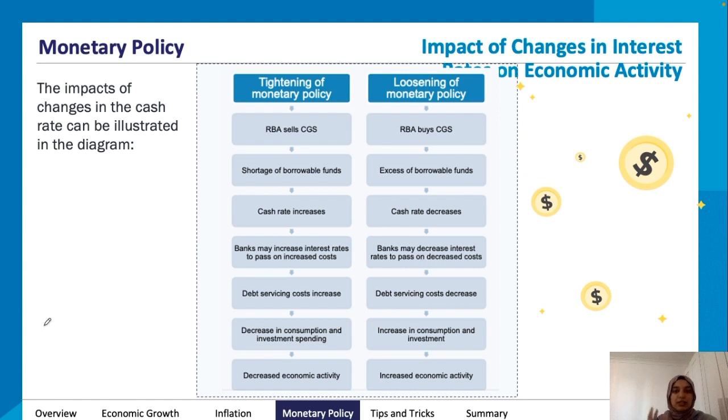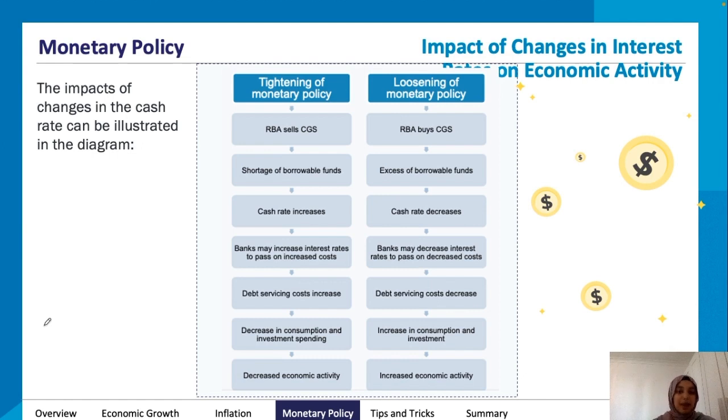The opposite is the loosening of monetary policy, so it's literally flipped over. So the RBA buys Commonwealth government securities. There's an excess of borrowable funds, so there's a lot of borrowable funds available, so they don't have as much value. So therefore they can decrease the cash rate. Again, the cash rate is not the same as the interest rate.